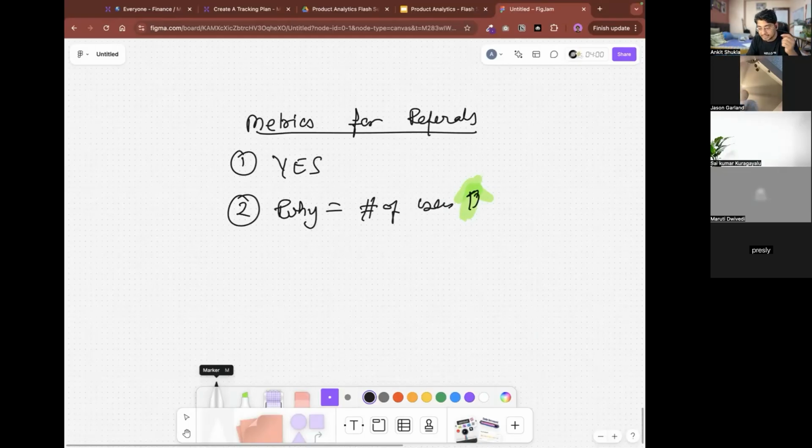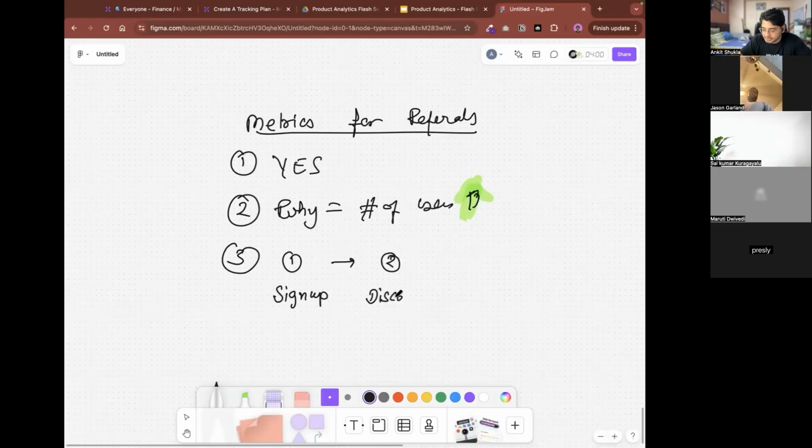Right? The third part is, let us create the flow of referral. What is the flow of referral? The flow of referral is, first of all, someone is going to sign up on your platform. After doing a lot of activities in your product, then they are going to discover your referral program, that you have a referral program.